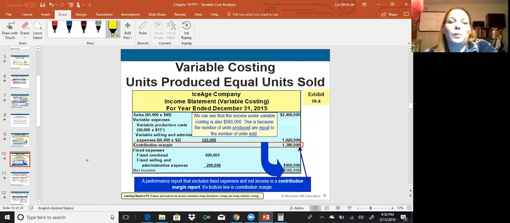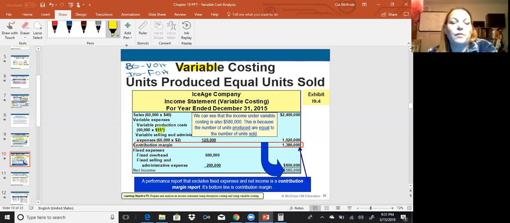Let's look at it with variable costing. So now we're looking at variable costing. With variable costing, we only put our variable overhead on the balance sheet, and on the income statement, we put our fixed overhead. Now we sold 60,000 units at 40, so the 2,400,000 stays the same. But for variable expenses, we have our variable production costs at $15.